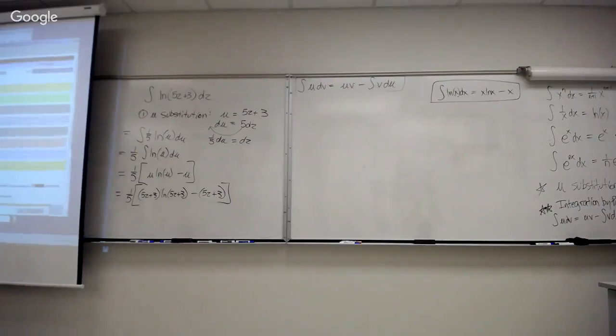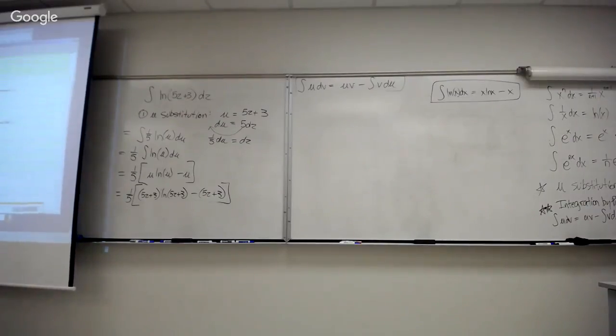Here is your chapter 3.7, 3.5a homework. And here's the question. Oh, here. Yeah, there. This is the one we just did: natural log of 3s plus 1 ds.